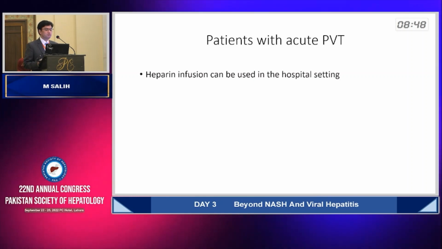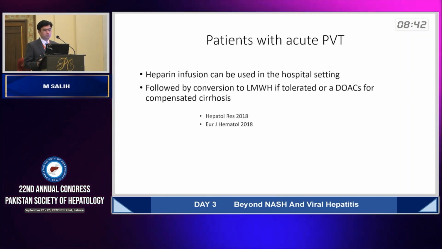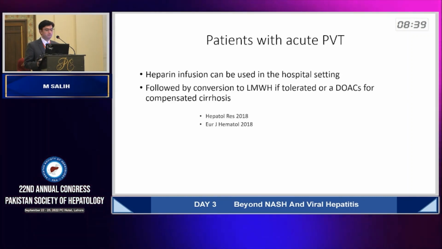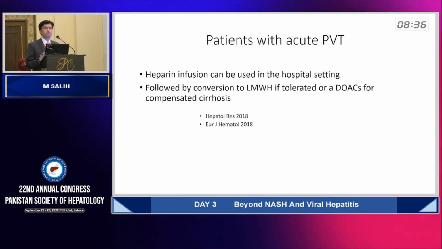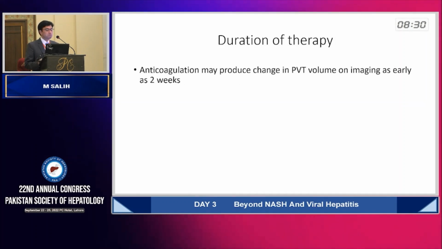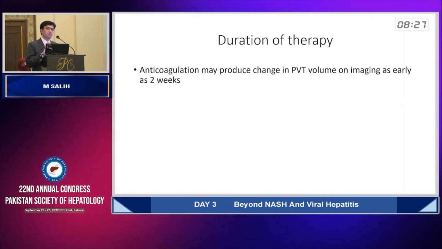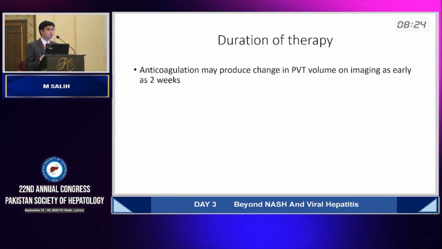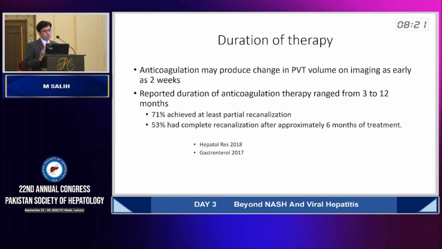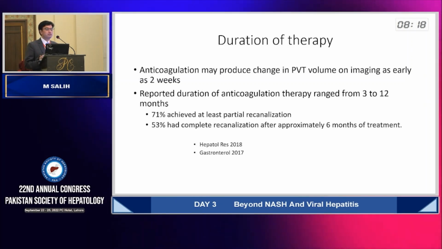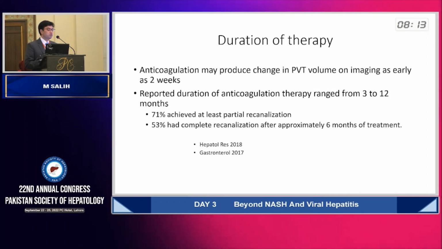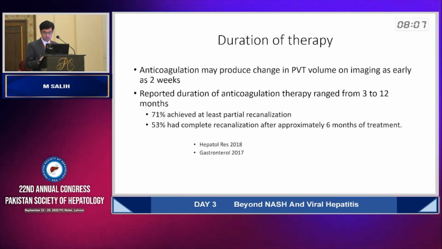So in a patient with acute portal vein thrombosis, heparin infusion can be used in the hospital setting, followed, of course, by either low molecular weight heparin or DOACs. This applies in compensated cirrhosis only; we don't have good data on DOACs in decompensated cirrhosis. On the duration of therapy, changes in the portal vein thrombus would appear within 2 weeks if you image them at interval. However, somewhere between 3 to 12 months of therapy has been tried, and with this we may achieve partial recanalization in more than two-thirds of the patients, and around 42 to 53% of the time we may have a complete recanalization with 6 months of therapy.